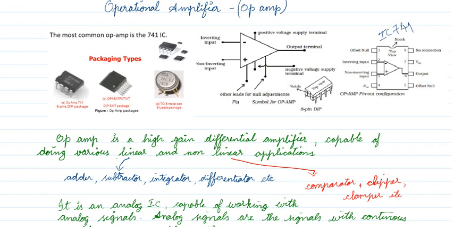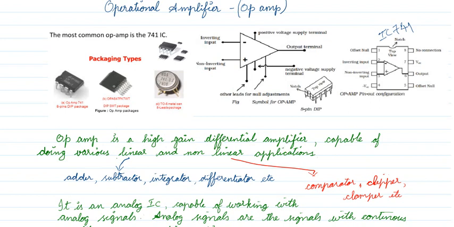Now we go into the definition of op-amp. What is an op-amp? Op-amp is a high gain differential amplifier capable of doing various linear and non-linear operations or applications. Okay, so what do you mean by high gain? So its gain is very high, very large. Differential amplifier. What does differential amplifier mean? The difference between the input signals. What is the input signal? We have the input signal at minus, we have the input signal at plus. At minus we say inverting input, at plus we say non-inverting input. Okay, so the difference between these two input signals is amplified. That's why it is called high gain differential amplifier.